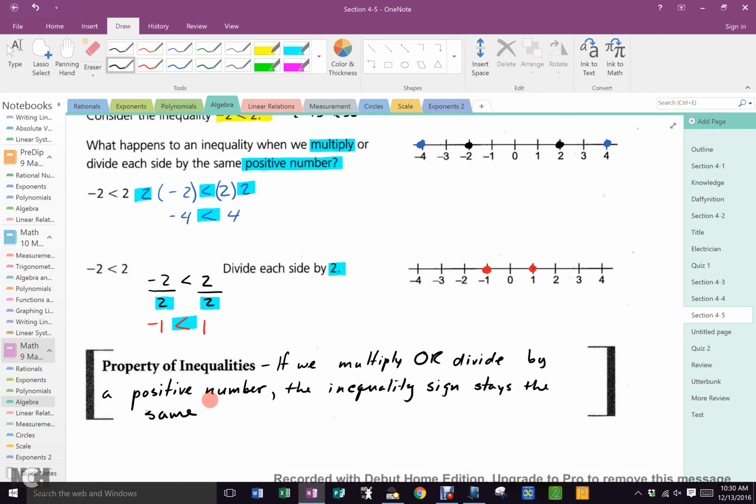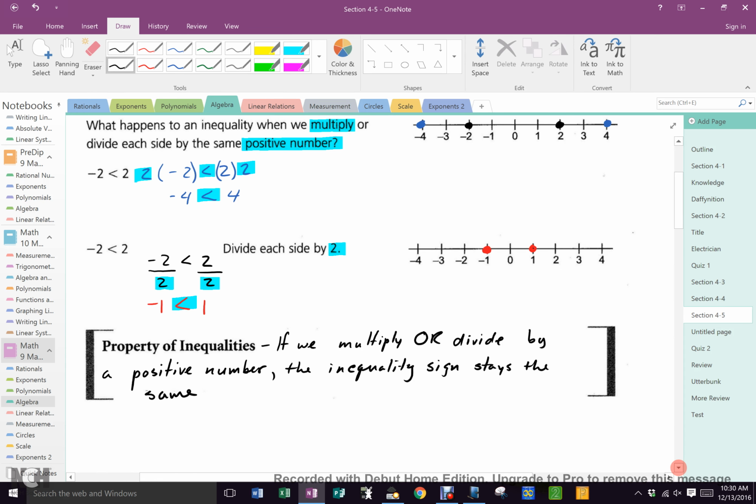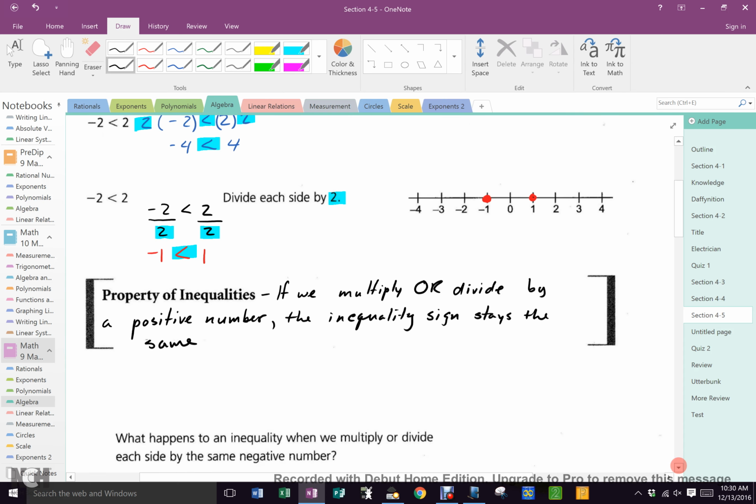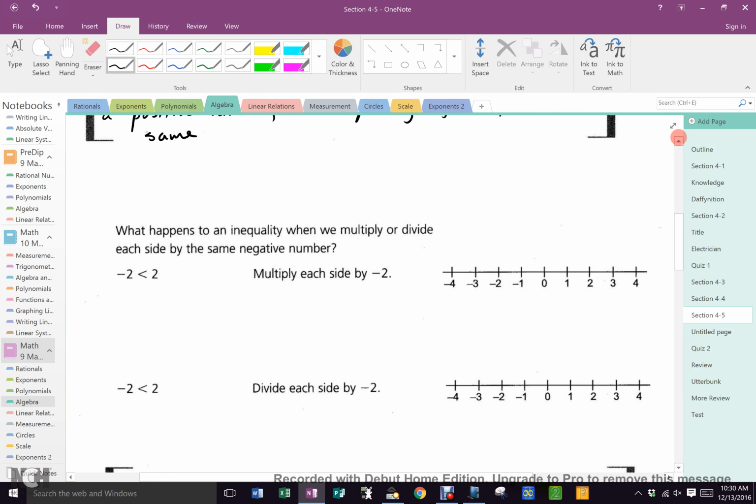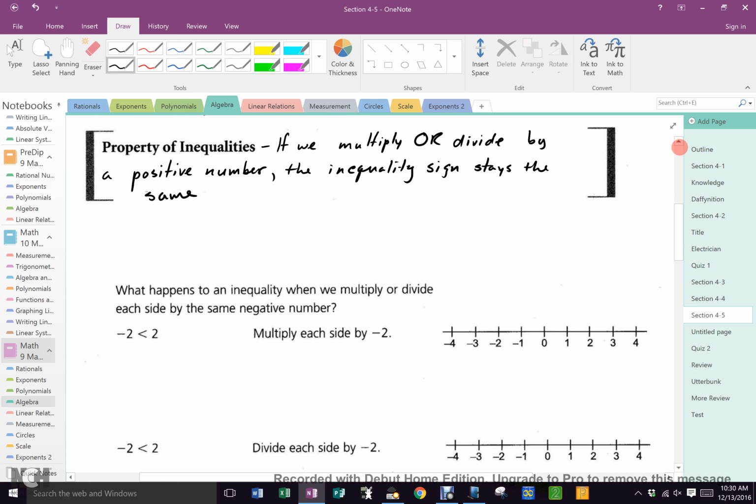Now, yesterday, when we added or subtracted, it stayed the same too, didn't it? So now, if we add, if we subtract, if we multiply, or we divide by positive numbers, it's always going to stay the same, right? That's now 3 things we know. Everybody cool? I'm going to leave the rule up there. Now, let's do this using negative numbers.